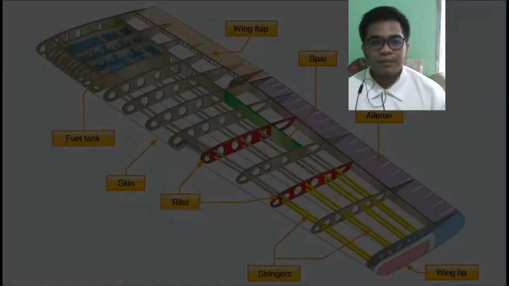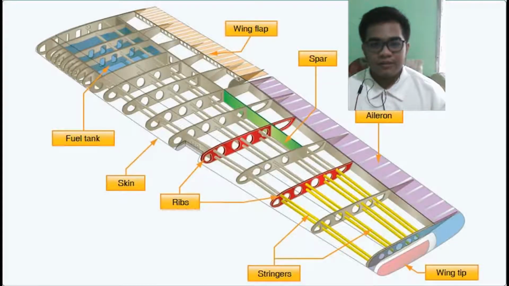A wing has several parts that make up its structure: ribs, spars, skin, and stringers, where ribs determine the shape of the wing. Spars handle the weight of the wing when the aircraft is grounded. Stringers transfer loads and stresses to equally distribute them.